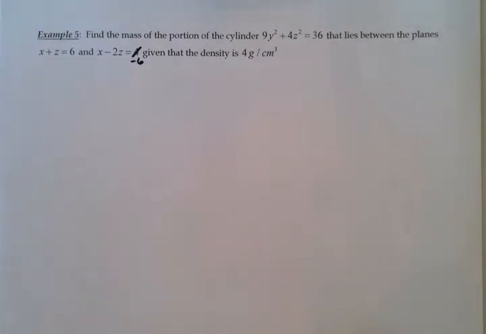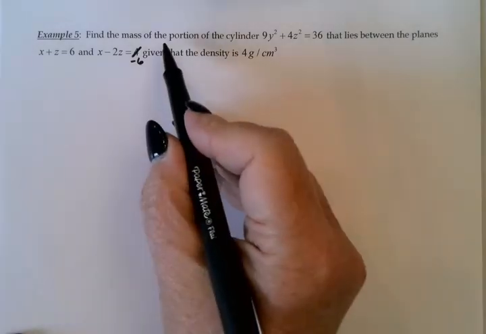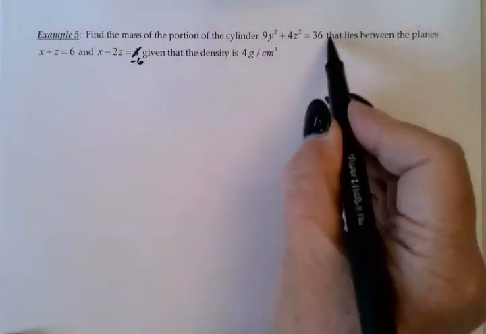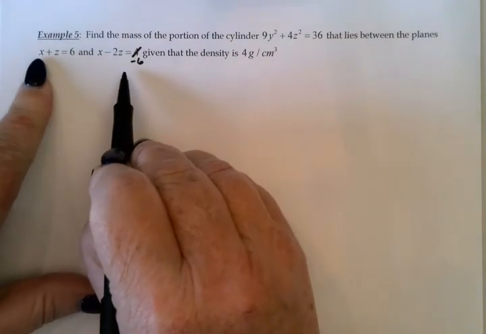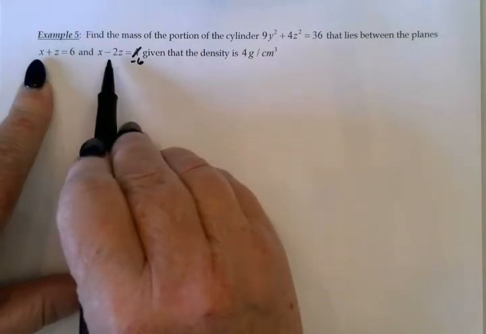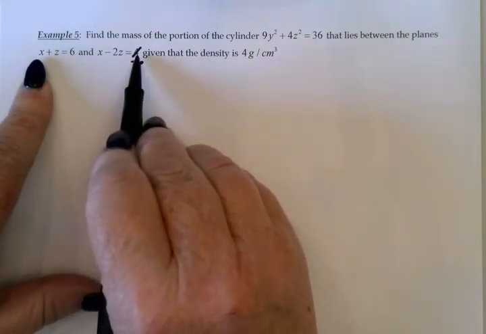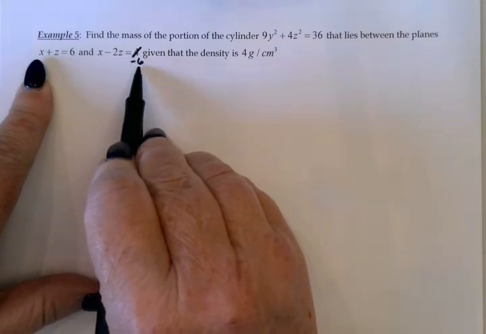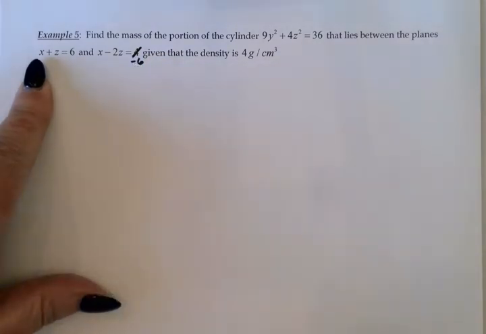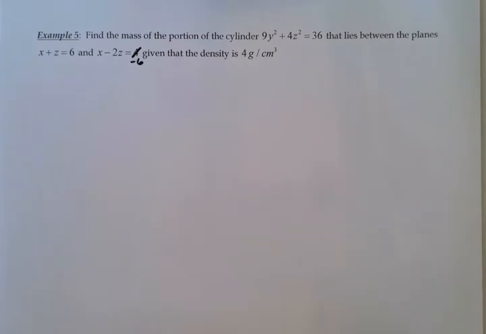This is section 13.4, part D. For our last example in this section, we're looking for the mass of the portion of this cylinder that lies between two planes. And I'm going to have you make a change here. Originally that was x minus 2z equals 4. I'd like you to change that to a negative 6, please. Our density function is 4 grams per cubic centimeter.